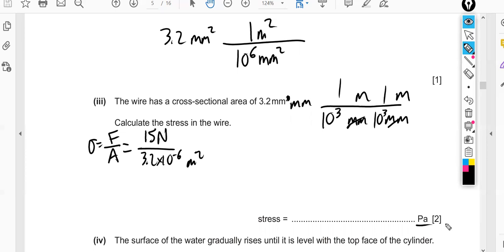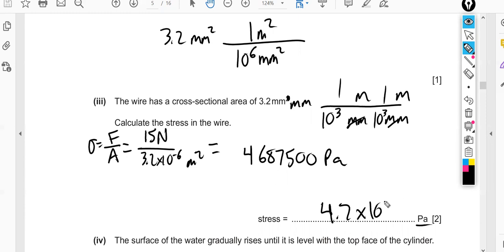All right, does anybody know what 15 divided by 0.000032 is? That's correct. Whoever said 4,687,500, well done. Let's call it a day. 4.7 times 10 to the 6 pascals.